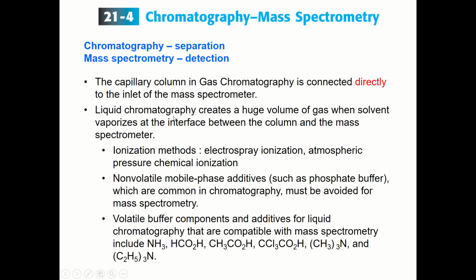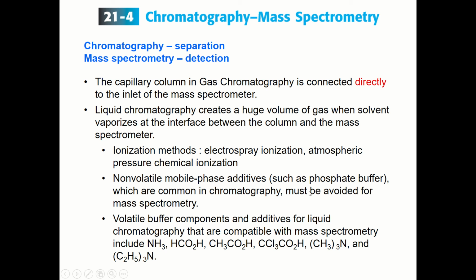For liquid chromatography and mass spectrometry, you need an ionization method. There are different ionization methods: electrospray ionization and atmospheric pressure chemical ionization. Non-volatile mobile phase additives, such as phosphate buffer, which are common in chromatography, must be avoided for mass spectrometry. Okay, this is important. Non-volatile mobile phase additives should be avoided for mass spectrometry. Volatile buffer components and additives for liquid chromatography that are compatible with mass spectrometry include the following.